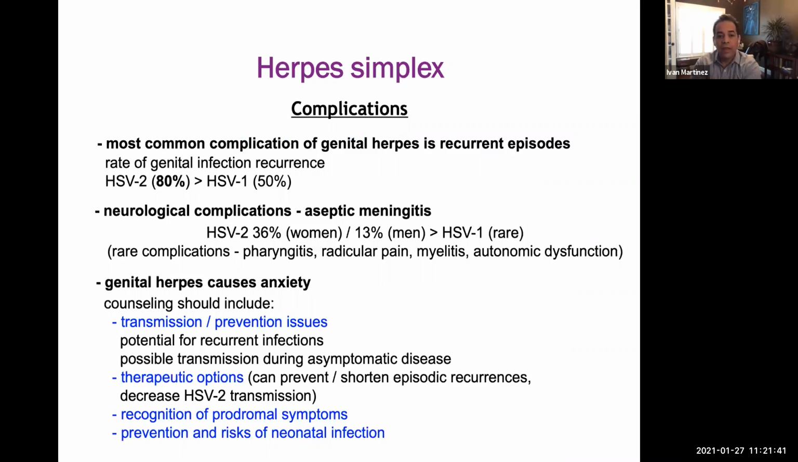The most common complication of genital herpes is recurrent episodes. Neurological complications or meningitis could happen, but are very rare. Mostly, what it causes in people is mental anxiety. So counseling should include transmission prevention issues, therapeutic options, recognition of prodromal symptoms, and prevention of risk of neonatal infections. This is not a deadly disease, but it causes a lot of anxiety, mostly in young persons who are infected, because most of them don't even know they have it.